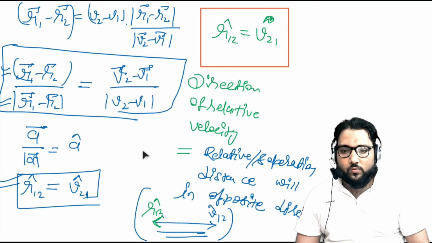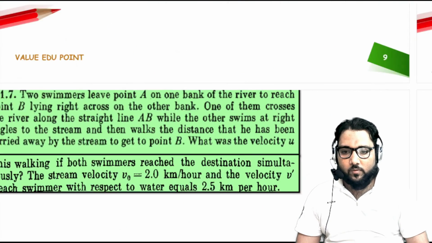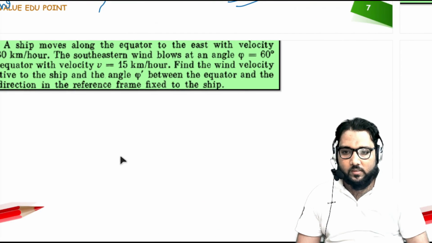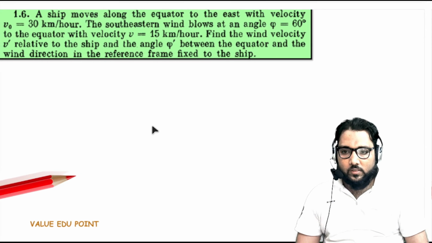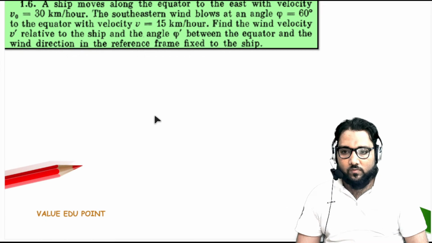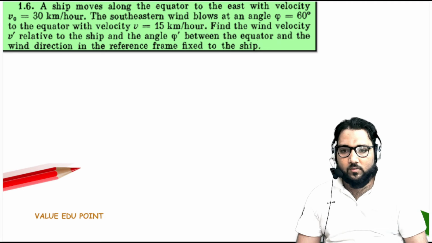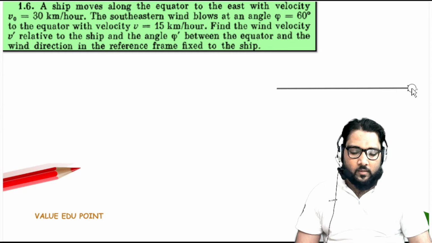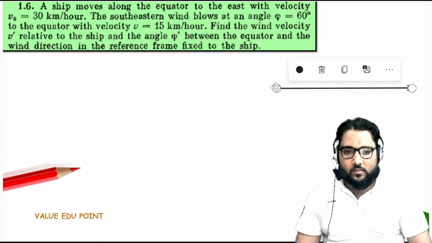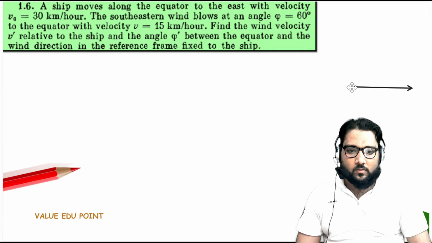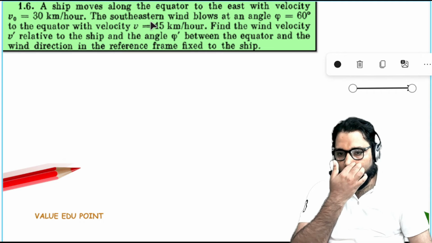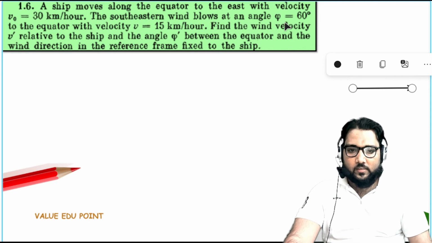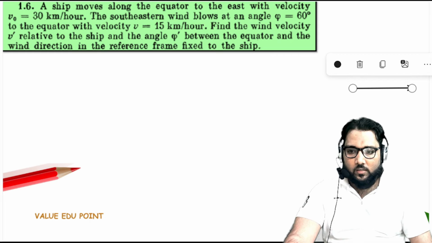So now we are going to our next problem, that is problem number 6. Guys, it is a very easy problem when you start solving this. This is the normal vector problem. So what is happening, guys? One ship moves along the equator. This is the equator, and one ship goes in this direction. And the southeastern wind blows at an angle of 60 degrees to the equator.